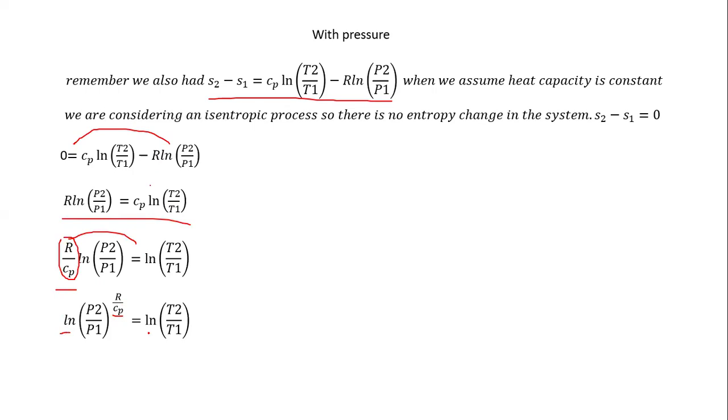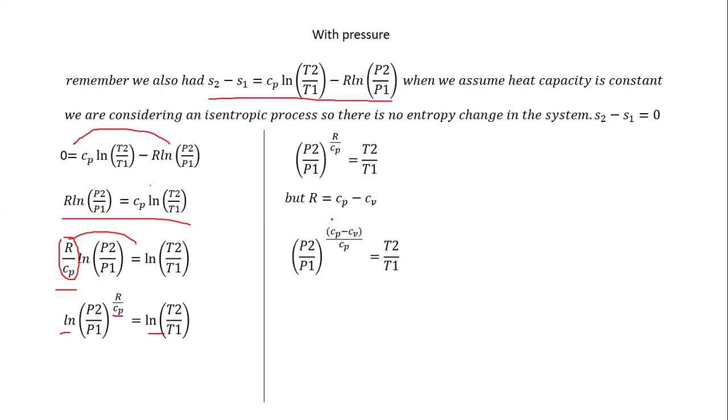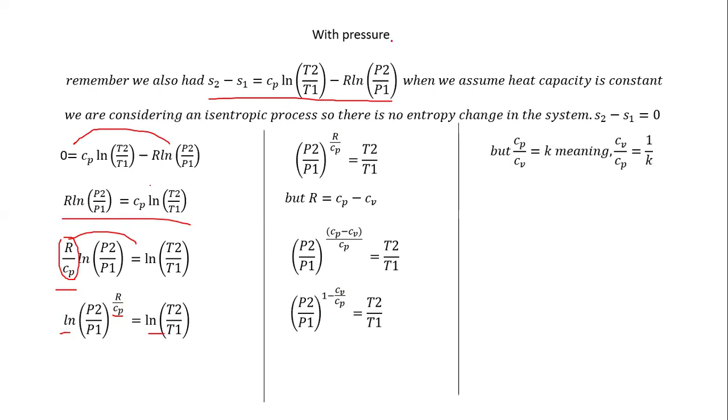They both have natural log, so we can just equate what is inside to each other. Once again, R is Cp minus Cv, so we can simplify when we end with this. But we said Cp over Cv is k, so Cv over Cp will be 1 over k. So I can put that in there, simplify the exponent again, and I end up with this expression, right?